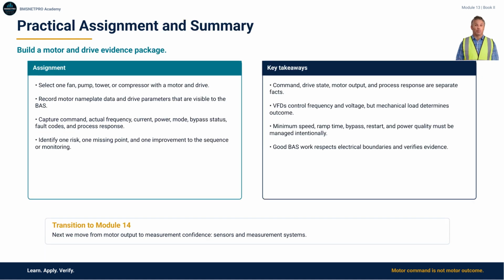To complete this module, build a motor and drive evidence package. Select one fan, pump, tower, or compressor. Record the motor nameplate information and the drive data visible to the BAS. Capture command, actual frequency, current, power, mode, bypass status, fault codes, and the process response. Then identify one risk, one missing point, and one improvement to the sequence or monitoring.